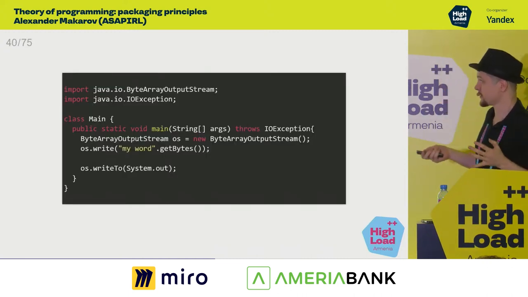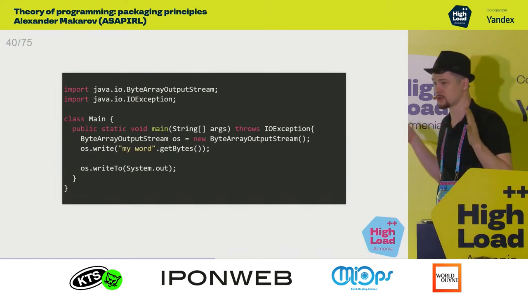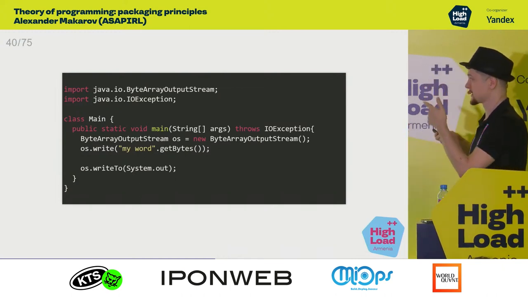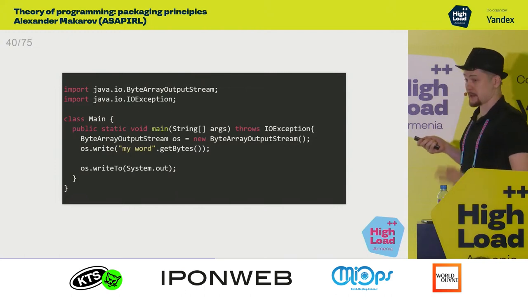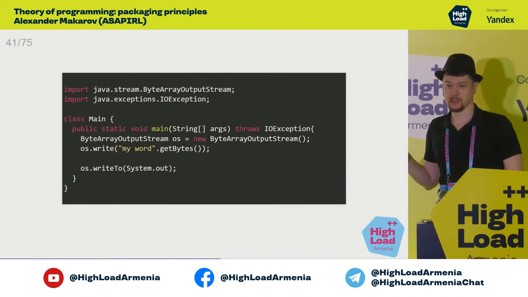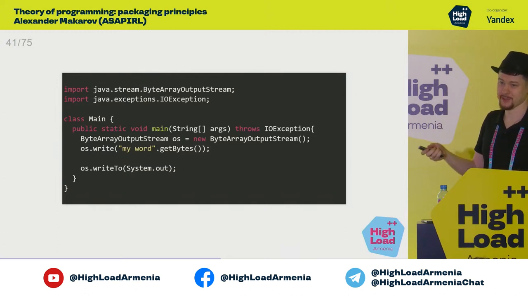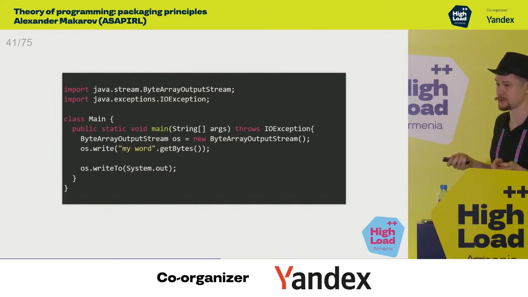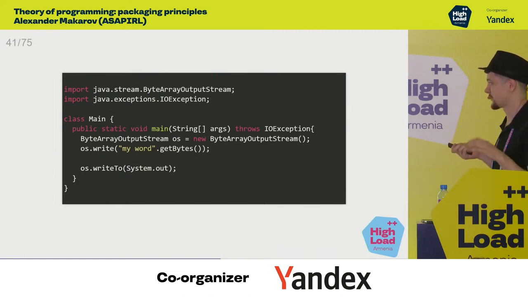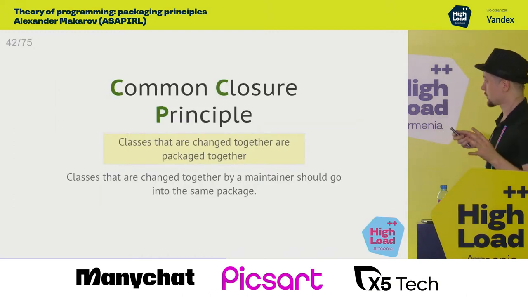So for example, this one follows it. It imports Java IO ByteArrayOutputStream and IOException. These are usually used together, so these are in the same namespace, in the same package. And this is not so good an example. Here we change the package by the type: exception streams go to streams, exceptions go to exceptions, and it's all mixed. We're importing two packages from two different namespaces. That's not as good.